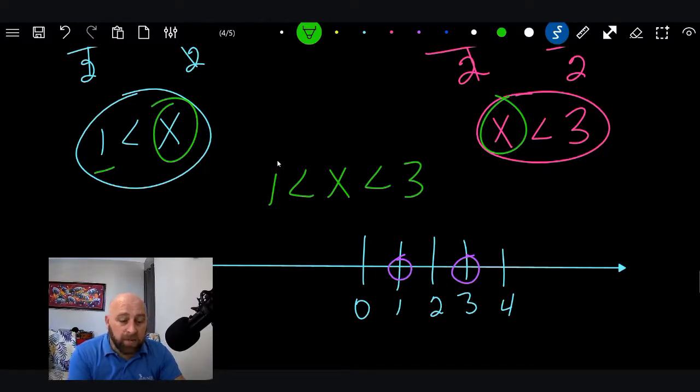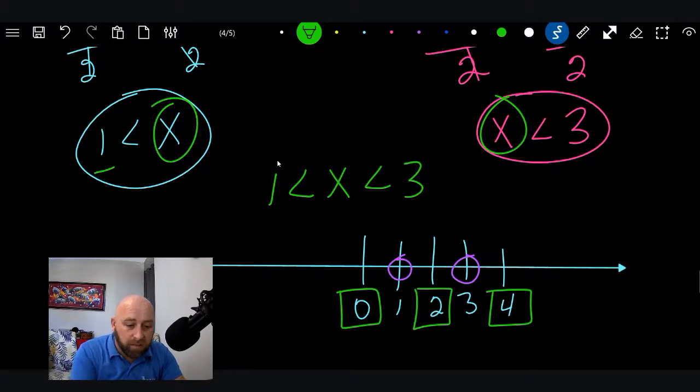And now I'm going to test points. What are my test points? Well, I could test 0, I could test 2, and I can test 4. Where's this going to go? Let's try 0. 1 is less than 0. No, so 0 doesn't work. Let's try 2. 1 is less than 2. True. 2 is less than 3. True. And so I would then color in this middle part right here.